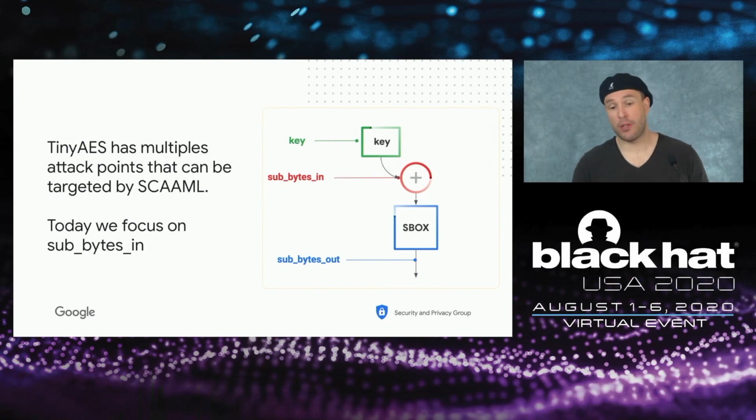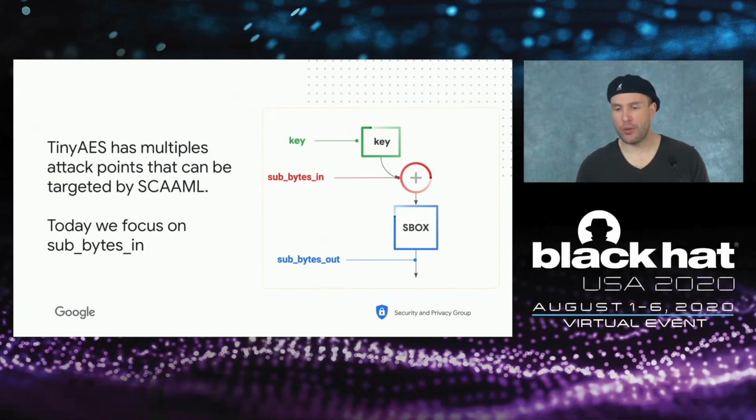Those points are called intermediate points. There are quite a few of them. The three canonical ones that most people use, including us, are the first three, which are part of the initial round of AES because they are easily invertible, which means you can directly recover the key from them. Today, we're going to only focus on one of them, which is SubBytes in, which is basically the intermediate point which happens, as you can see on the diagram, after we have XORed the key with the plaintext.